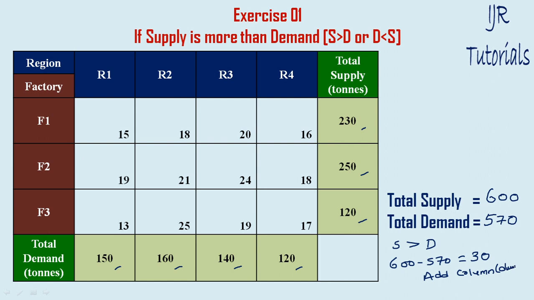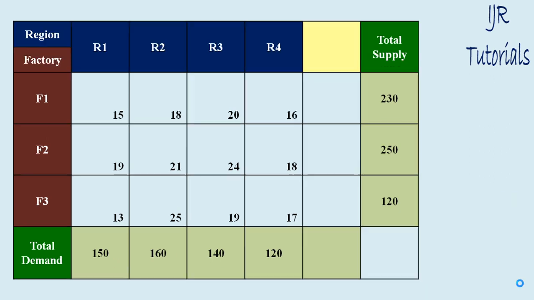So how can we add a dummy column? Let us see. We have to add one column here like this. In the previous case, there were 3 rows and 4 columns, but we are modifying this matrix because supply is greater than demand. So here the new column arises. We name the new column R5, put a star mark here and write dummy for reference.